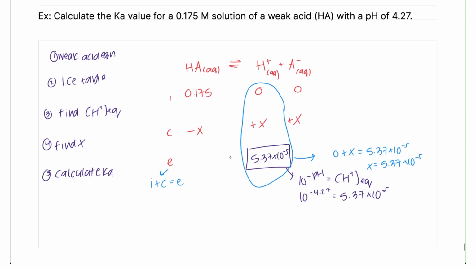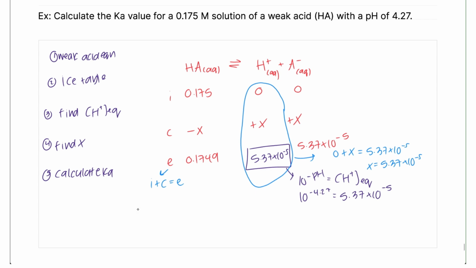Now we can fill out the rest of the ICE table. For A-, we have a value of 5.37 times 10 to the negative fifth, and for HA, we have a value of 0.1749. Even though I'm putting down a value that is rounded for HA, I'm still going to use the full value in the calculator and for all other calculations that I do in chemistry. I will never use a rounded value before the end answer in any chemistry problem.